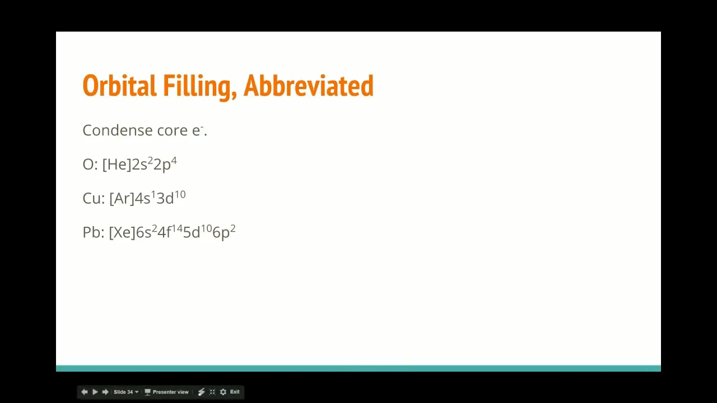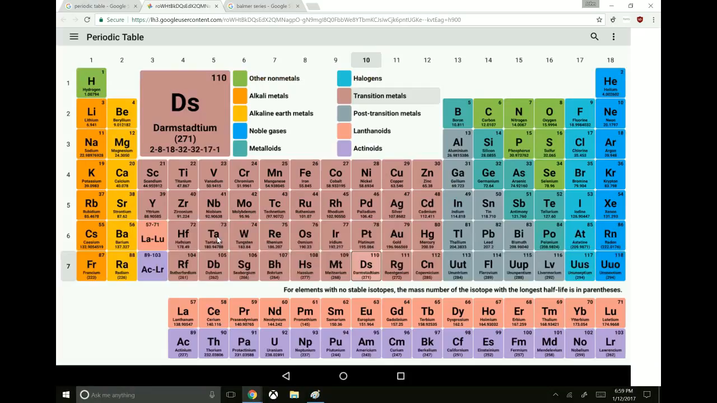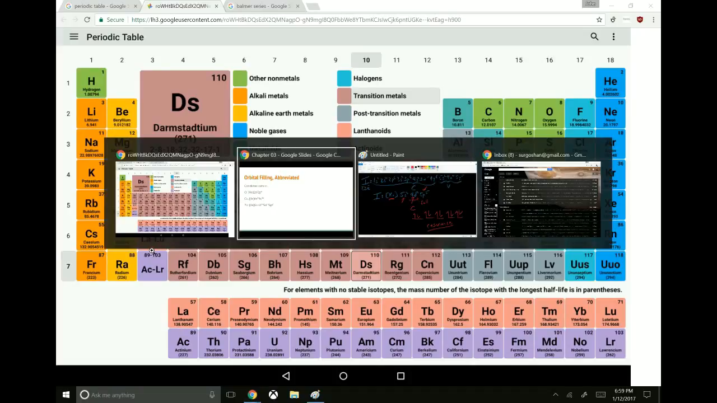So here we have our examples: oxygen, helium, 2s2, 2p4. Copper is argon, 4s1, 3d10, or 4s2, 3d9. Copper is a semi-exception. And then we have lead: xenon, 6s2, 4f14. Don't forget the F subshells. 5d10, 6p2. Remember, when you're down here, level 6 and 7, you have the F subshells sort of squeezed in between S and P. Okay, so that's these two down here. Don't forget those when you're down at the bottom of the periodic table. You lose points.